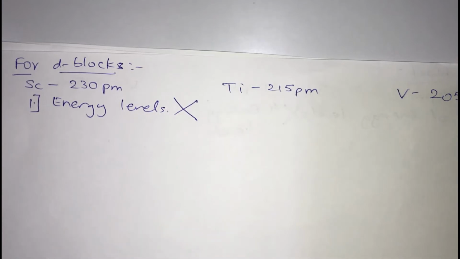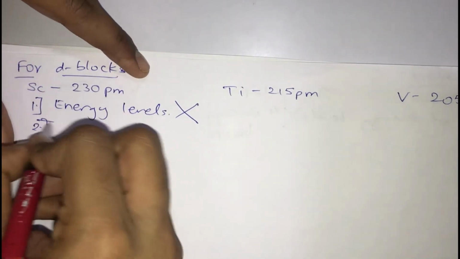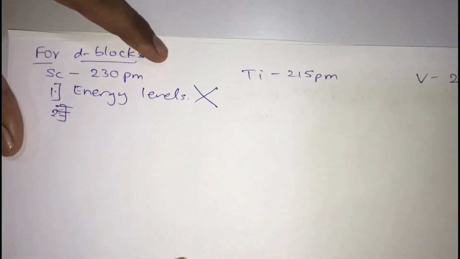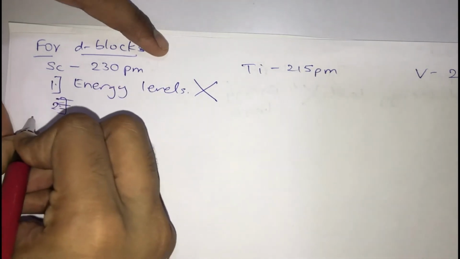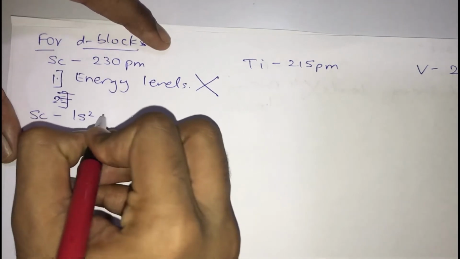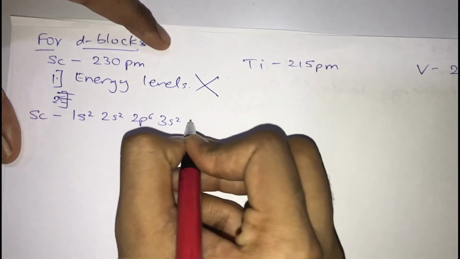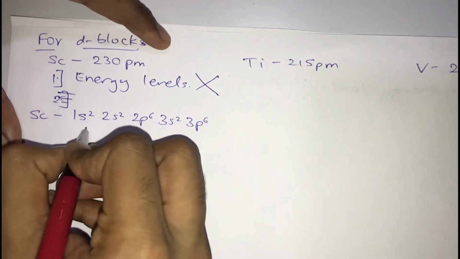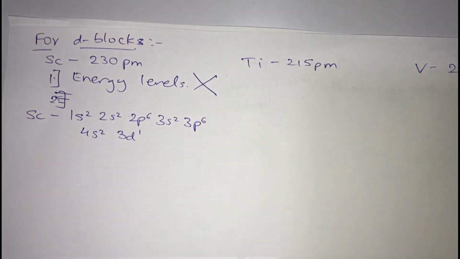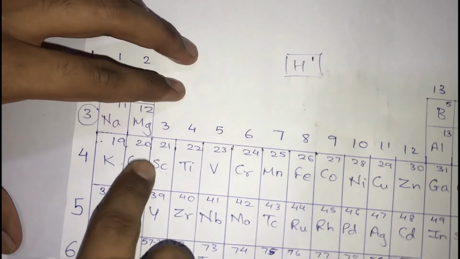The second factor. What is our second factor? Before moving on to the second factor, I would like to draw their diagrammatic representation first. So if I draw for scandium, what is the electronic configuration of scandium? It is nothing but 1s2, 2s2, 2p6, 3s2, 3p6, 4s2 and 3d1.